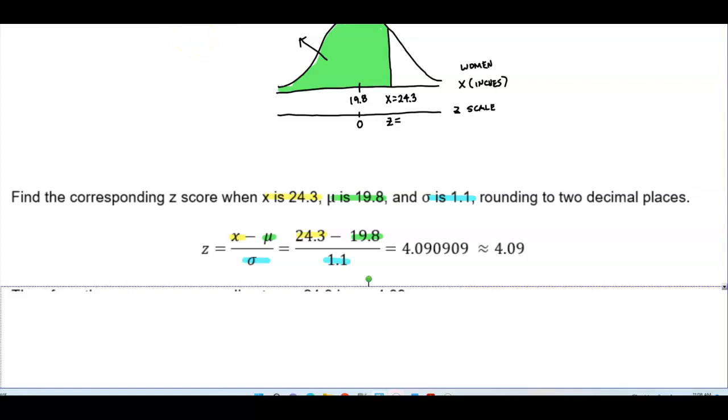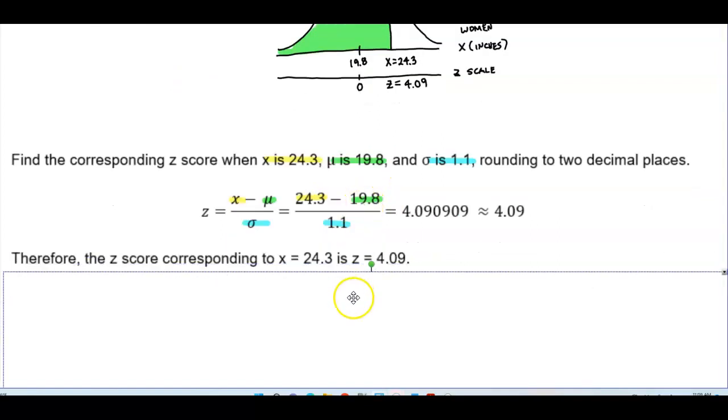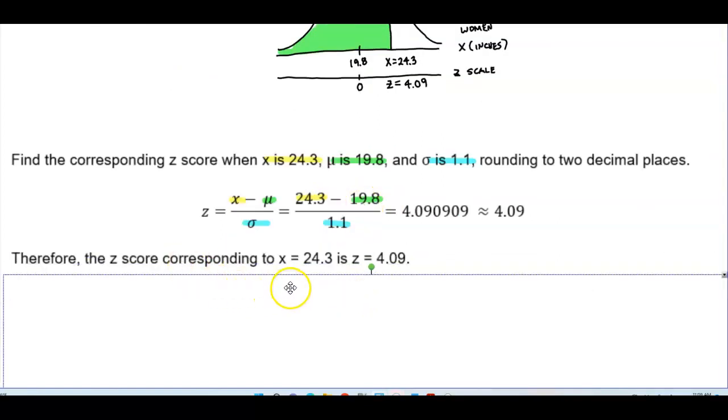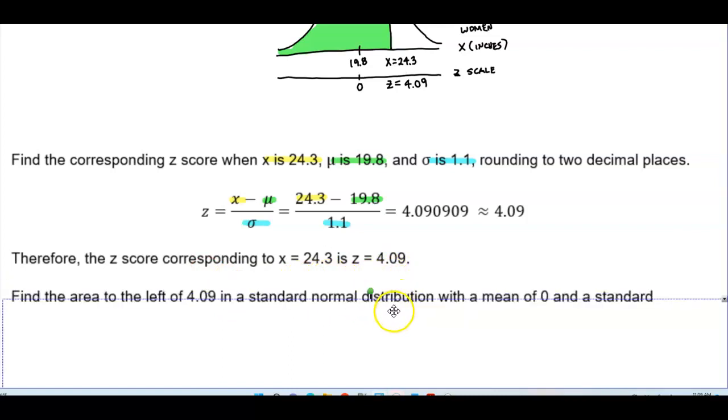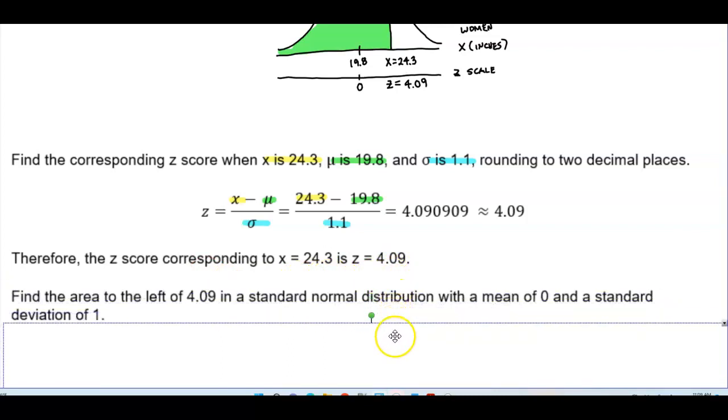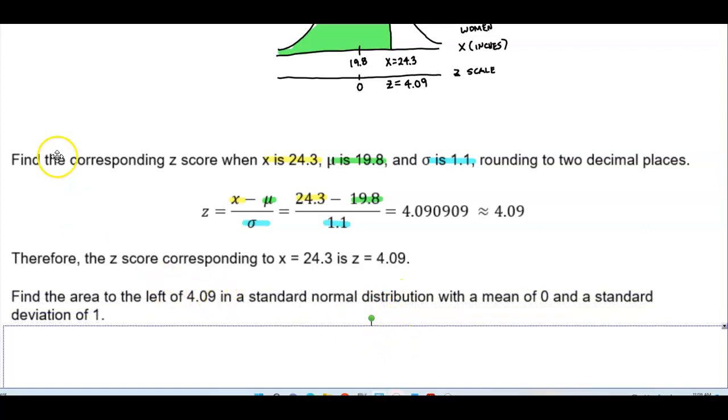So if we take that value of 24.3, subtract 19.8, and divide by 1.1, we get 4.090909. Rounding it to 2 decimal places gives us 4.09. So that is our z-score. So the z-score corresponding to X equals 24.3 for women is 4.09. Now what we want to do is find the area to the left of 4.09 in a standard normal distribution with a mean of 0 and a standard deviation of 1.